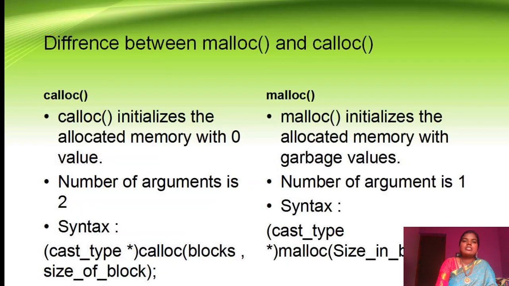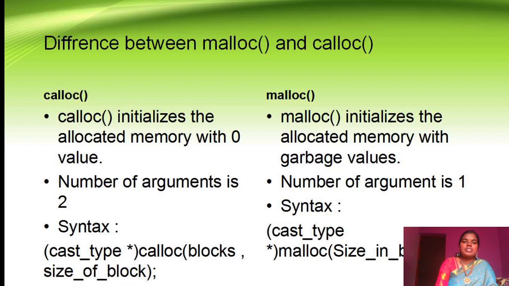Now let us see the differences between malloc and calloc. In calloc, it initializes the allocated memory with 0 value. In malloc, it initializes the allocated memory with garbage values. That means during the initialization of calloc, the allocated memory value will become 0, but in malloc the allocated memory value will become a garbage value. In calloc the number of arguments is 2, you can see in the syntax, and in malloc the number of arguments is 1.